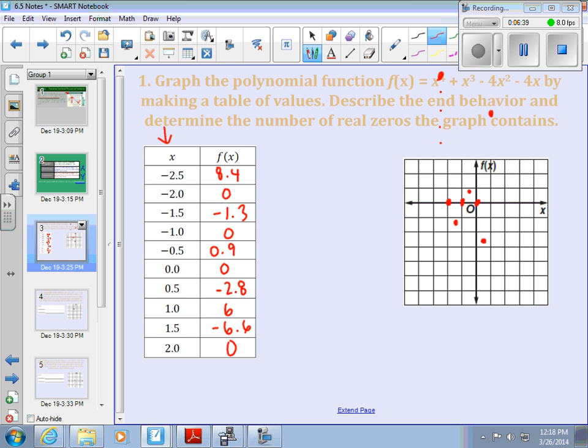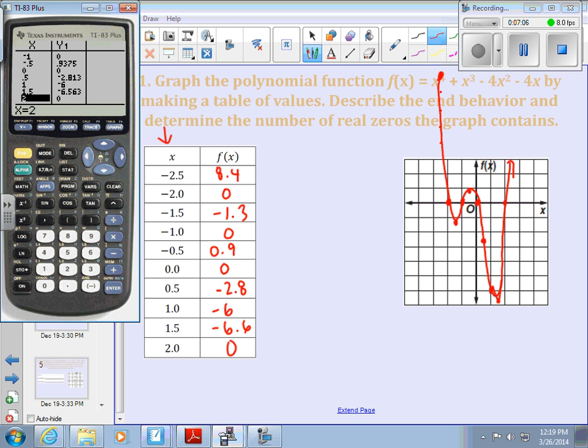or sorry, I wrote this down. It should be -6. So that's right here. The next one's -6.6, right about here. And then at 2, it's 0. So if we connect these, our graph now matches the graph we had on our calculator, or pretty close anyway, if we graph this out. Pretty close to what we had there.